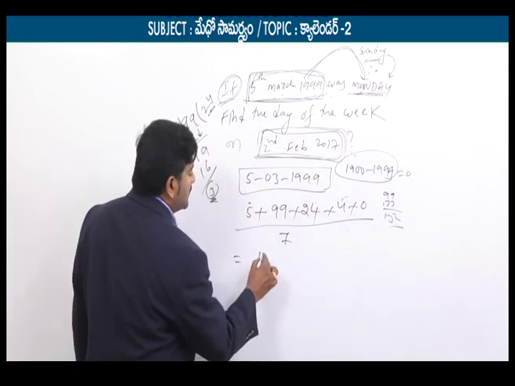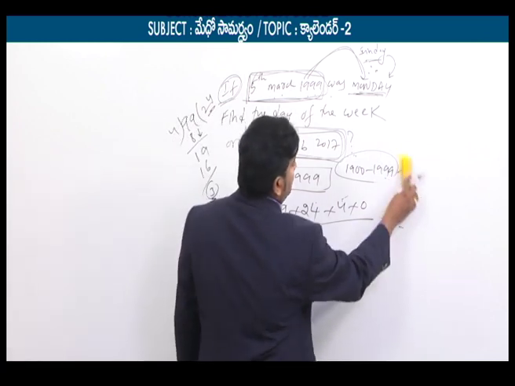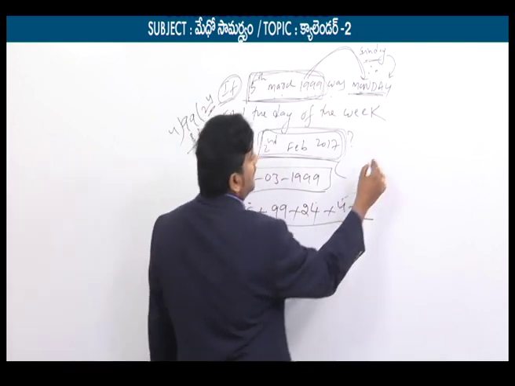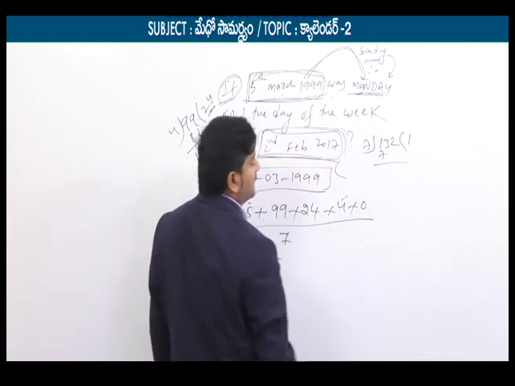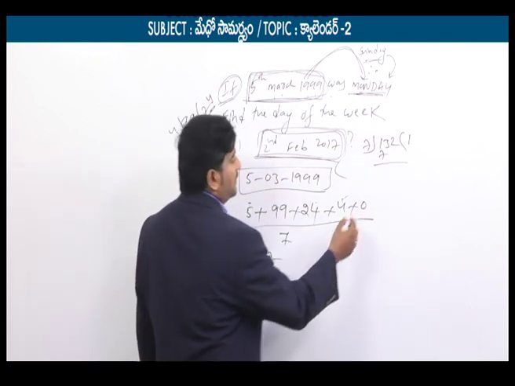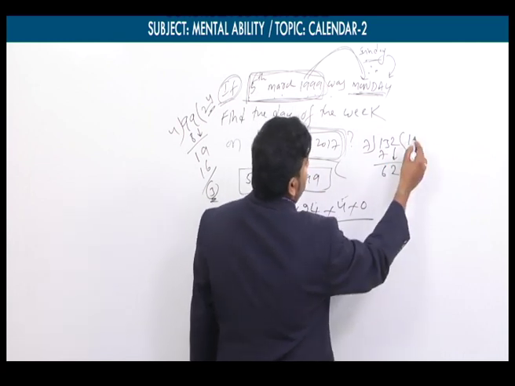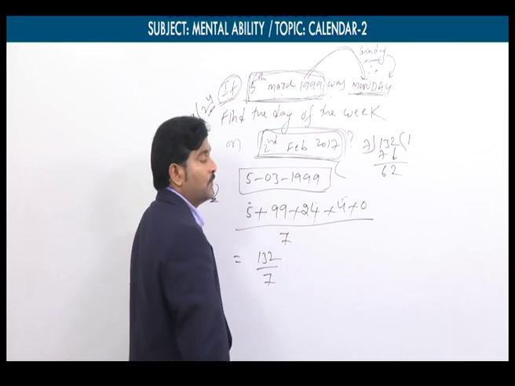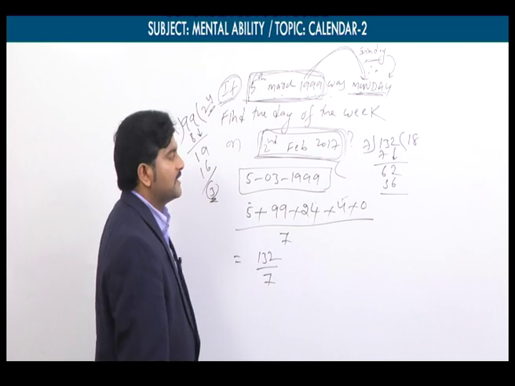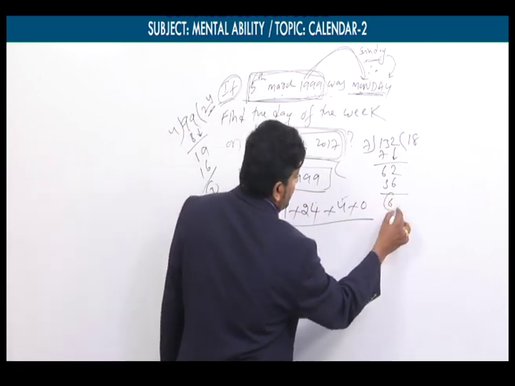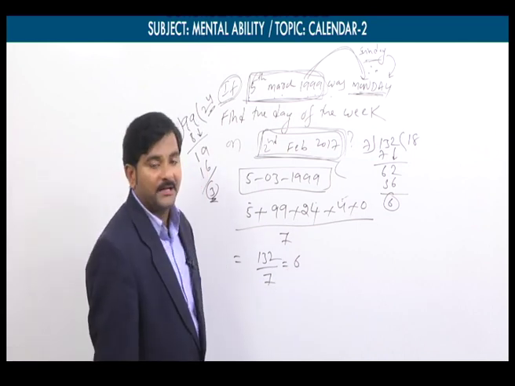So now I am dividing 132 by 7. Observe here, dividing 132 by 7. 7 ones are 7, how much are we getting here? 6. Okay, so 2 is as usual. 7 9s are 63, it won't go. 7 8s are 56. How much am I getting? Remainder 6. Yes, you will get remainder 6.